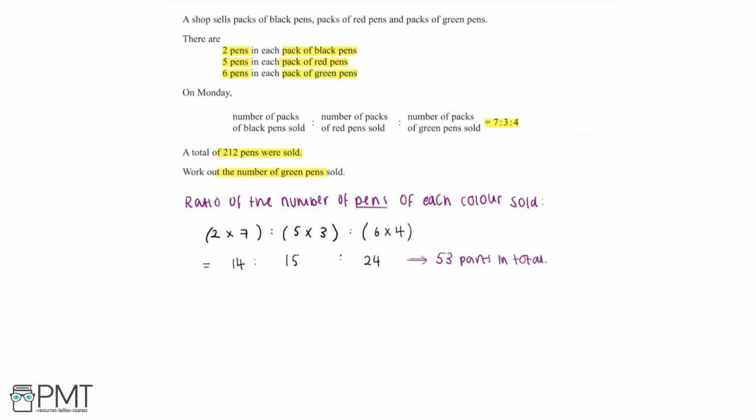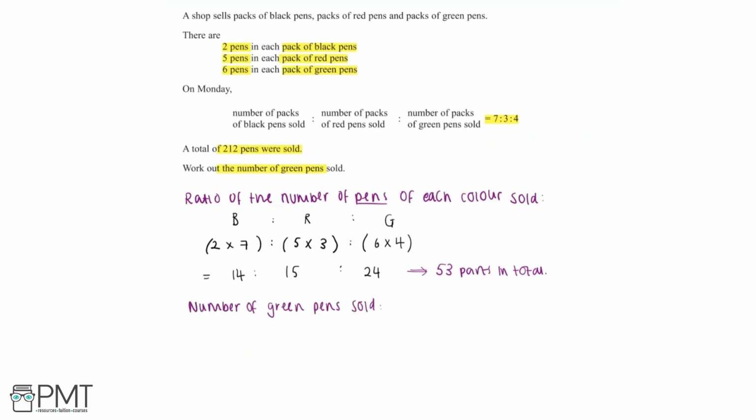Well, now we can use this ratio of the number of pens of each colour sold in order to find the number of green pens that were sold. We're told that a total of 212 pens were sold. And so the number of green pens sold was a fraction of this amount. We need to find the proportion of green pens that were sold. Now looking at our ratio, green has 24 parts, and this is out of a total of 53 parts. And so the proportion of the number of green pens sold is 24 divided by 53.